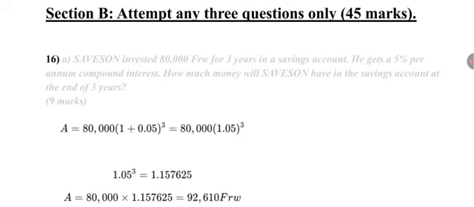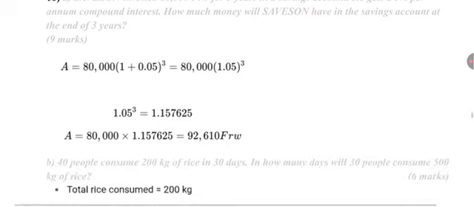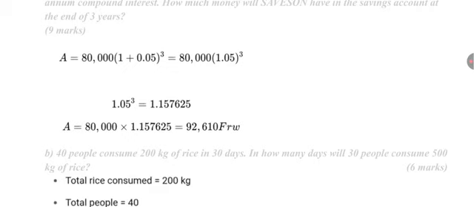This is a compound interest. Take amount, which is equal to 80,000 francs times (1 plus 0.05) power 3, which is 80,000 times 1.05 power 3. The amount will be 92,610 francs.